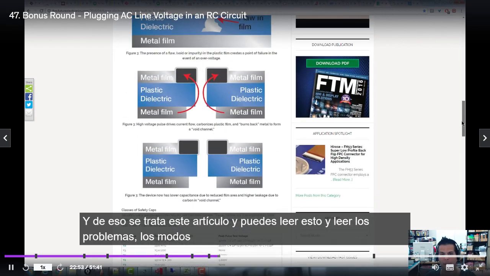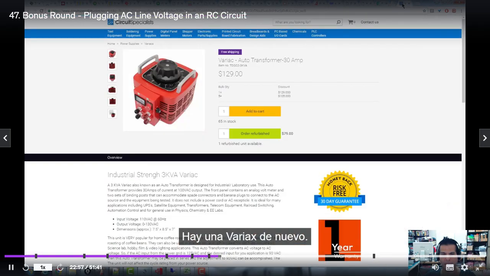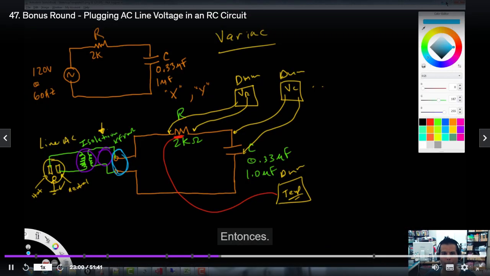And you can read this and read the problems and the failure modes and all that, which is really interesting. All right, and there are variacs again. Okay, so that's what we're going to do.